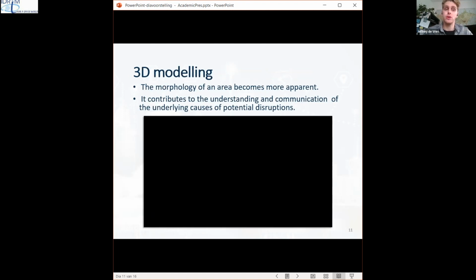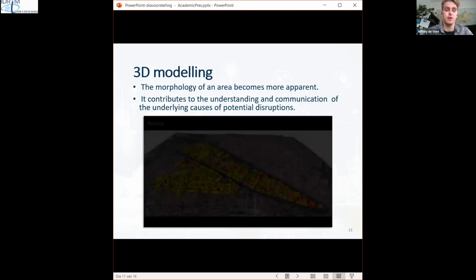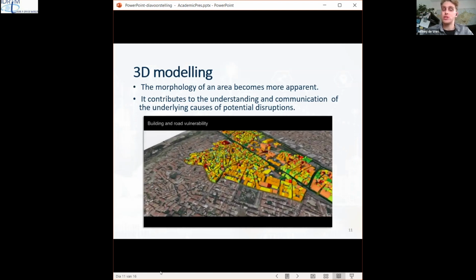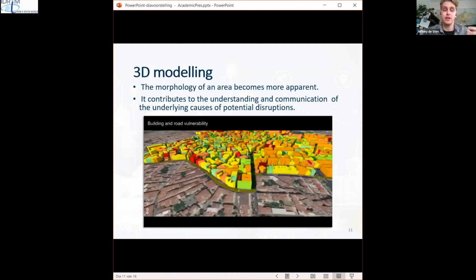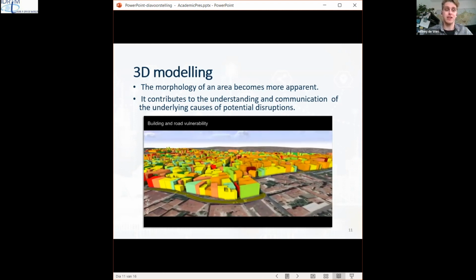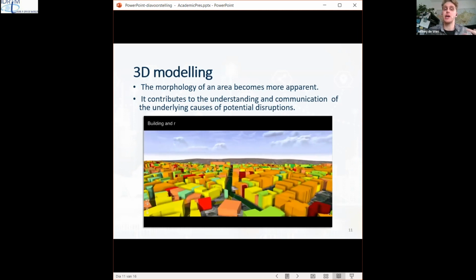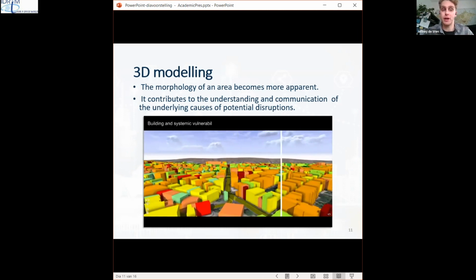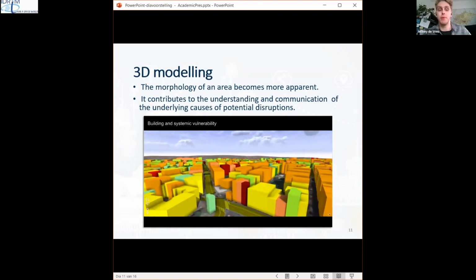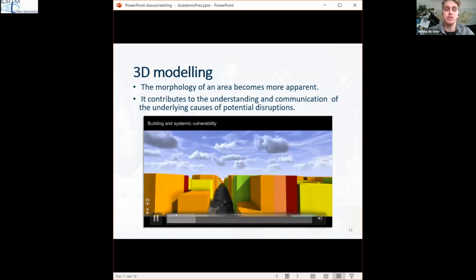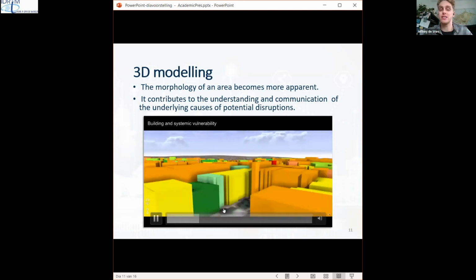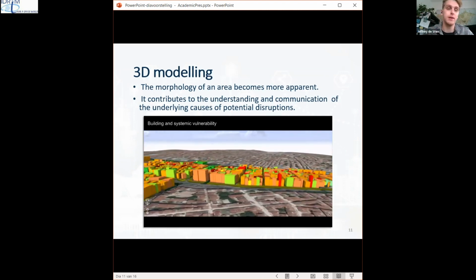In order to show you that, I created a video that goes through the 3D environment that I created. So what you immediately can already see is that it's just more clear how the area looks. And this helps in understanding the morphology of the area, in comparison to just a 2D map. An example is here, where you can see how tall and densely constructed these buildings actually are.